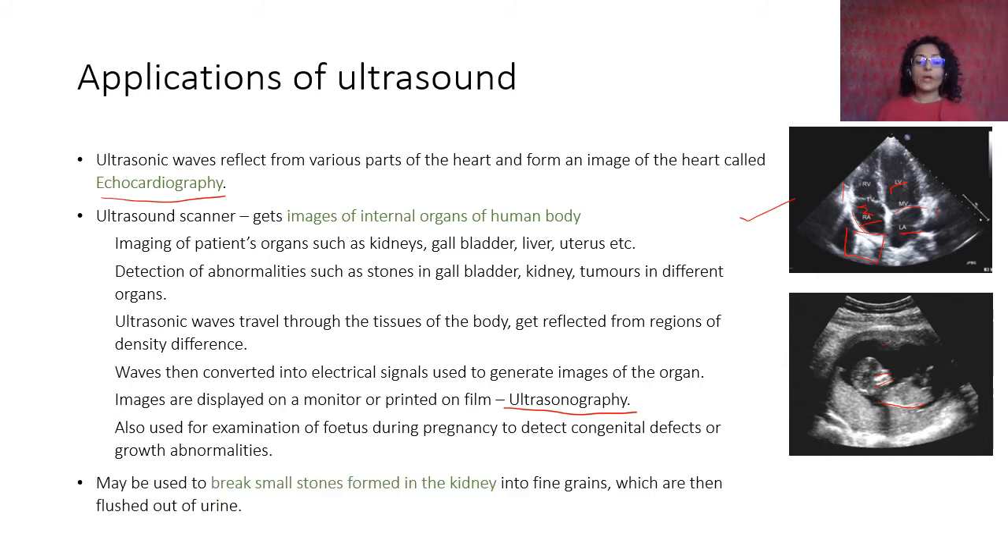Okay, it may also be used to break small stones formed in the kidney into fine grains, which are then flushed out by urine. What you can do is, just like we talked about cleaning an apparatus that was of a weird shape, like a spring tube that we just spoke about in the previous slide. We had said that we can clean it using ultrasonic waves. Similarly, small stones in the kidney may be broken into fine grains, because passing stones which are formed in the kidney out of the urine is very painful, so they might be broken down so that they're easily flushed out.